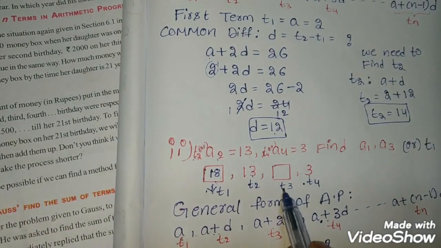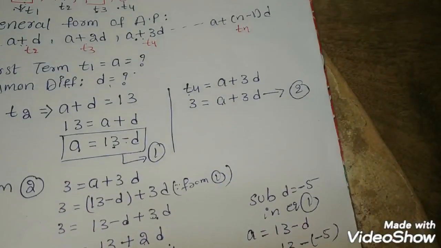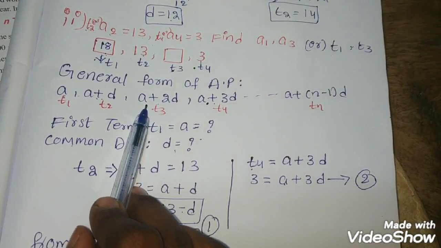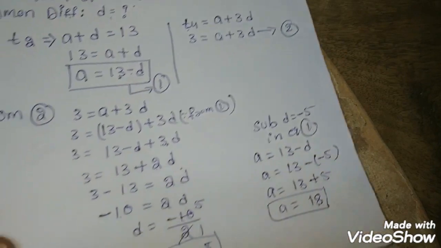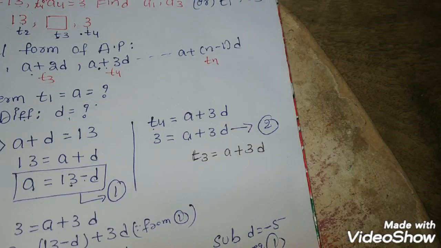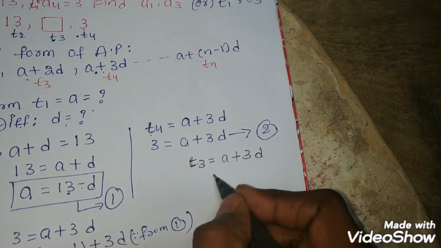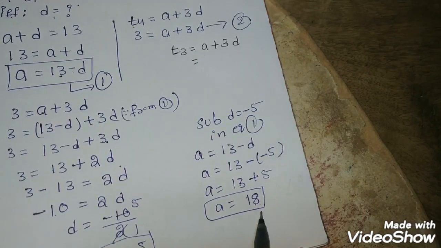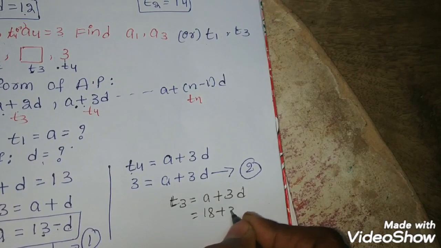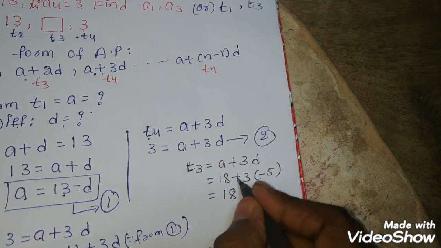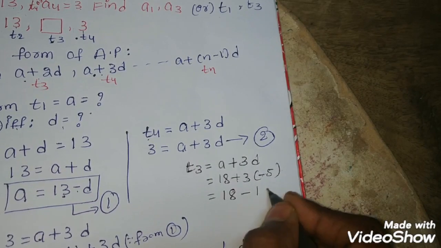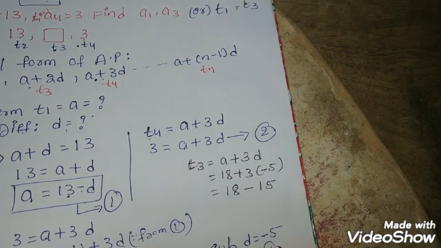And what we need to find? We need to find term 3. So very simple. What is the term 3 formula? A plus 2D. Already we know the first term, that is A, that is 18. And also we know what is D, that is minus 5. So how can you find here? Term 3 is equal to A plus 3D. What is A? A is 18 plus 3 into, what is D? D is minus 5. 18 plus into minus, 3 5s are 15.